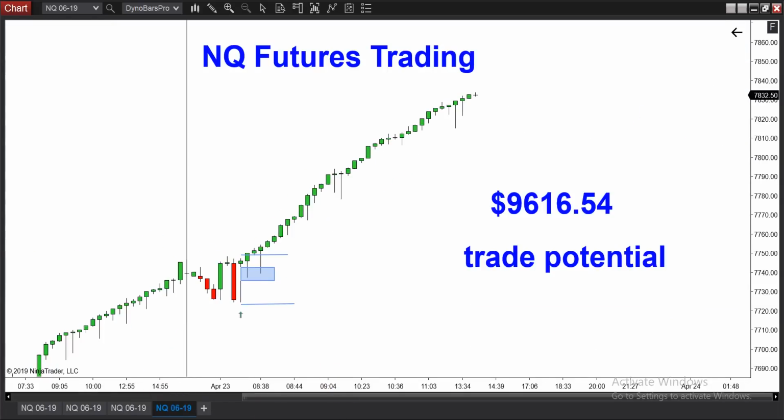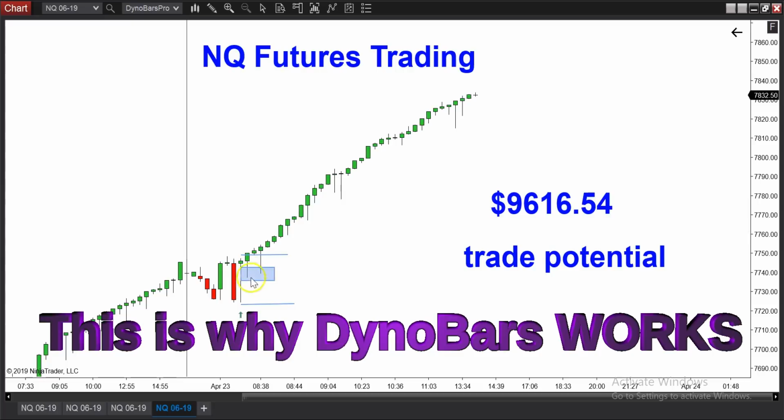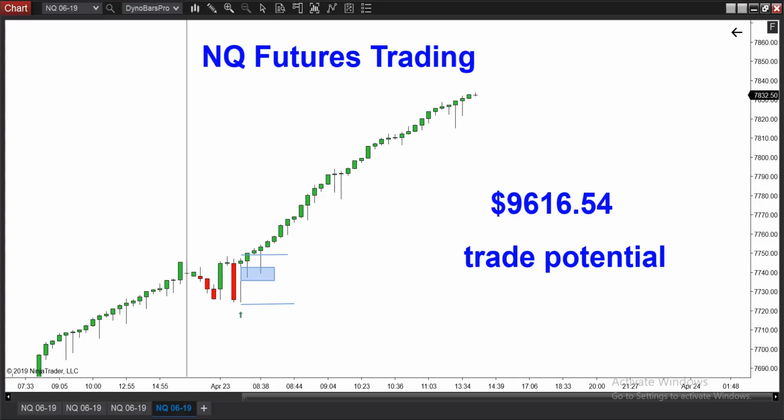The name of the game behind trend trading, the reason that it's been proven to work, is that it's designed to get you in at the beginning of the trend. You know what I'm saying? Not the middle of the trend over here, definitely not the end of the trend over here, but right at the beginning of the trend. That is the nature of trend-based software. That's why the Dino Bars work so well. Don't let anybody tell you otherwise, right?